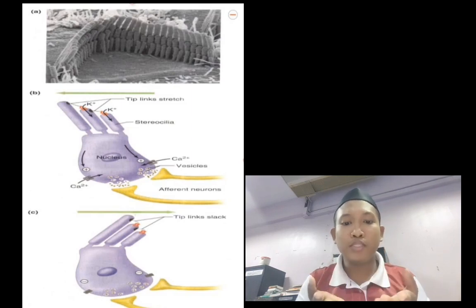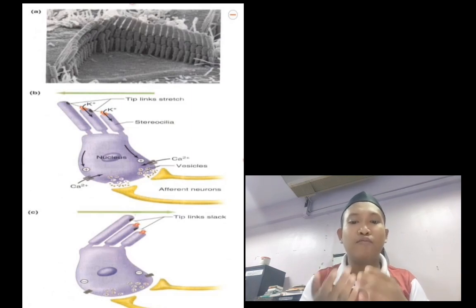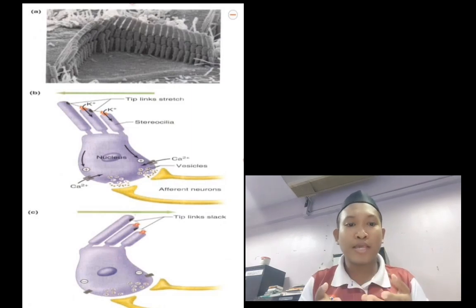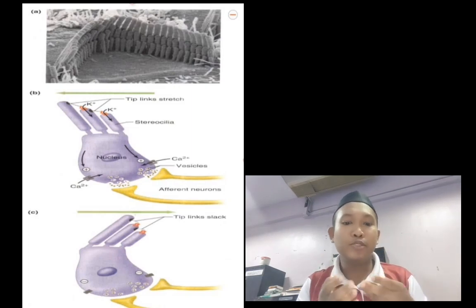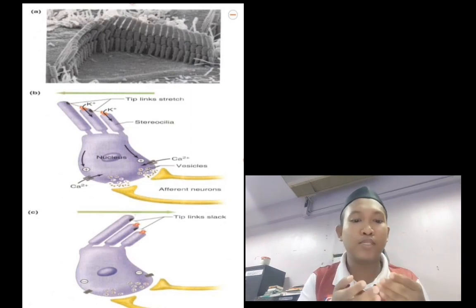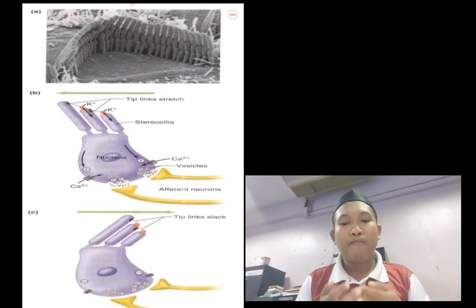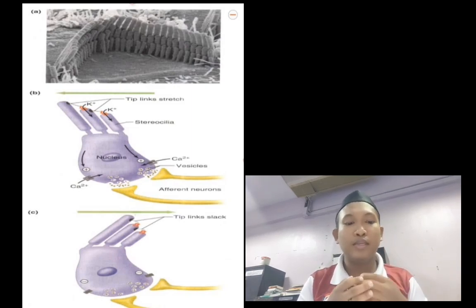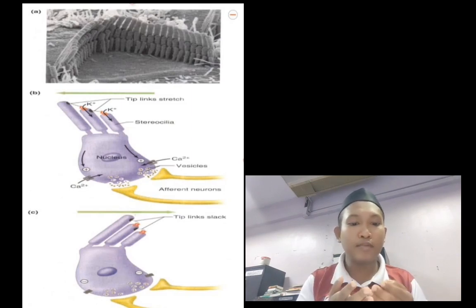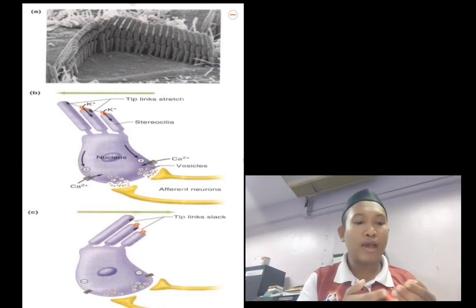The fibrous connection mechanically opens cation channels, and the influx of ions is called depolarization. This triggers opening of voltage-gated calcium channels near the base of the cell, which leads to neurotransmitter release. Bending the hair cell in the opposite direction closes the channel, which is called hyperpolarization. As the sound wave vibrates the basilar membrane, stereocilia are bent back and forth.